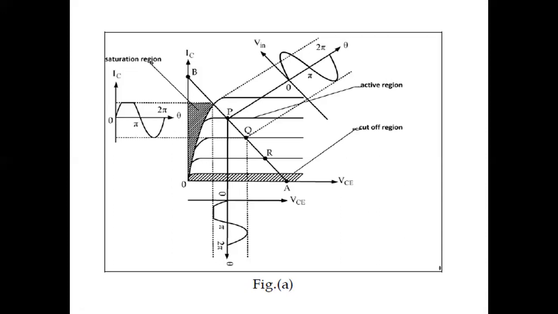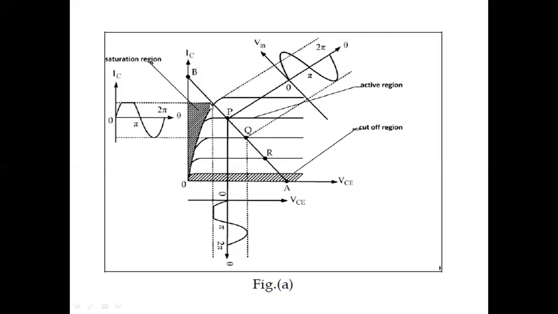Next, similarly, consider another point, R, which is close to the cutoff region. Then the output signal will be clipped off at the negative peaks. So this point is also not a correct selection of operating point. The operating point is chosen at the middle of the active region so that distortion can be avoided. The output signal will not clip at both positive and negative peaks.